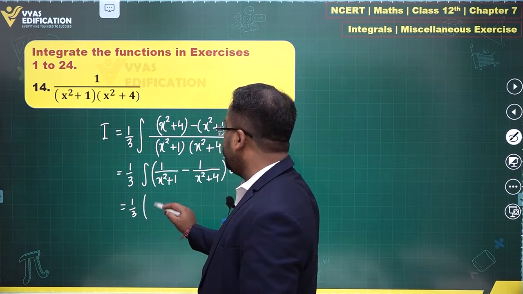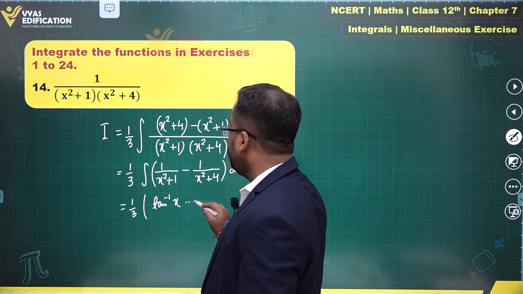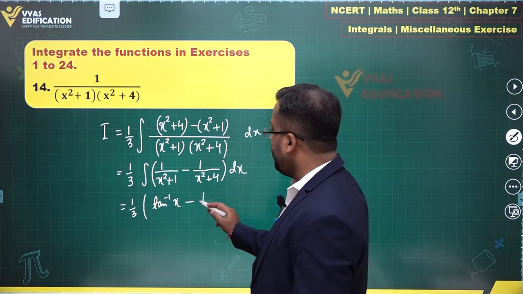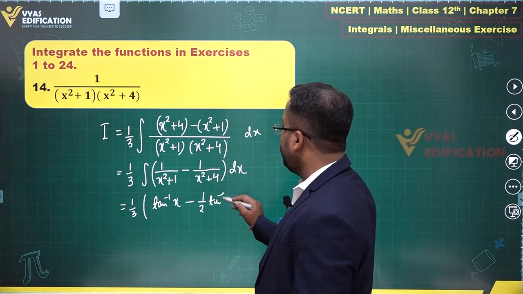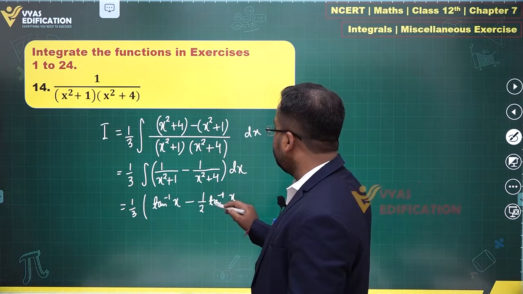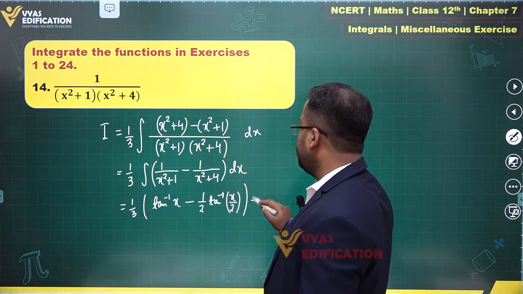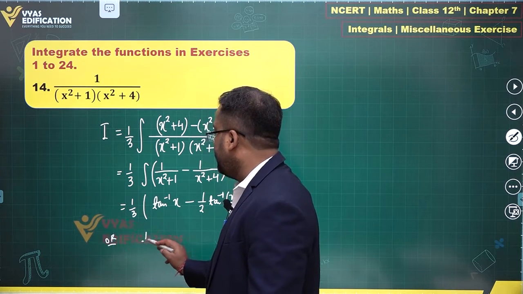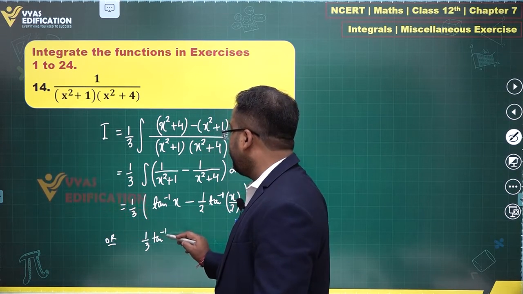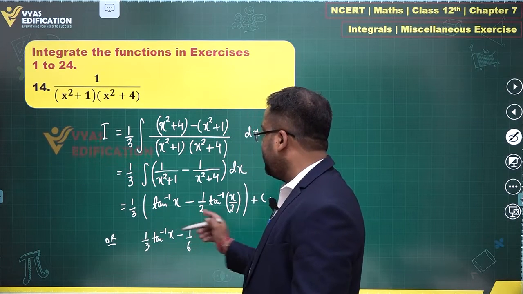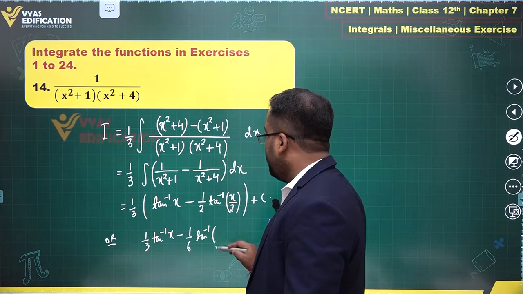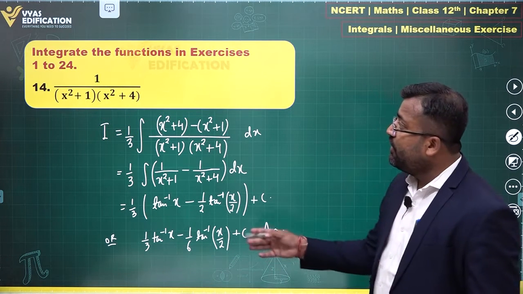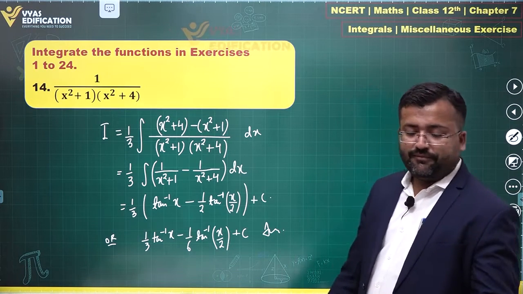1 upon x square plus 1, the integral is tan inverse x. For x square plus a square, the integral will be 1 upon a tan inverse x by a. a is 2, plus constant. This is what you get. Or you can write it as 1 by 3 tan inverse x minus 1 by 6, multiply this, tan inverse x by 2 plus constant. That is my required answer for this 14th question, as you can see over here.